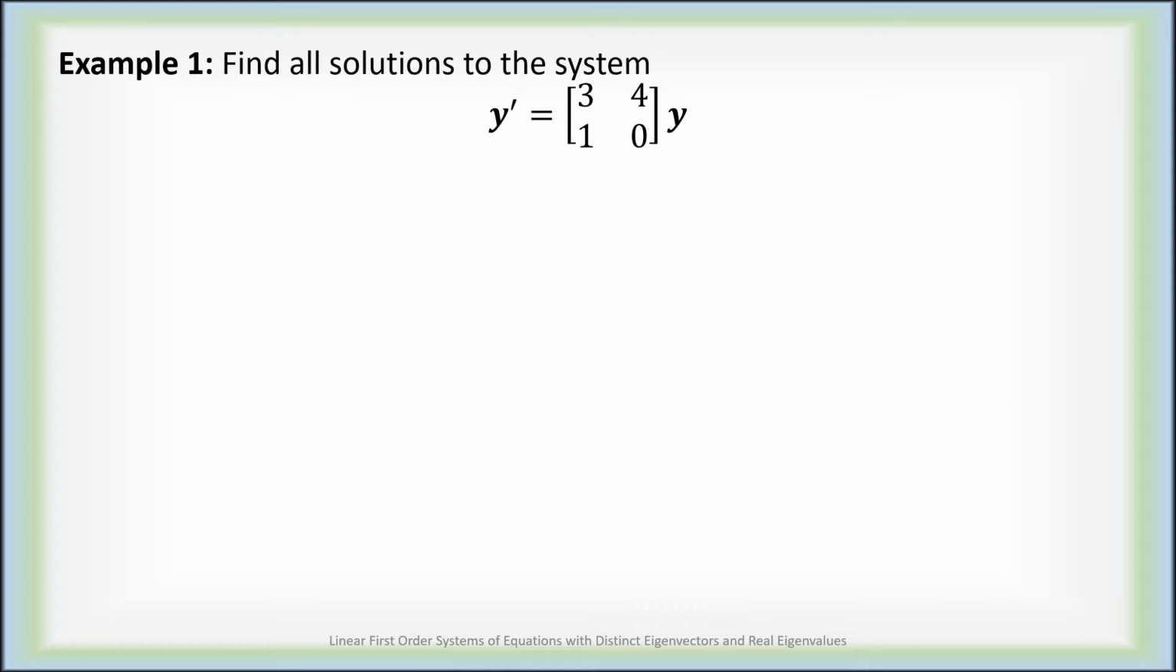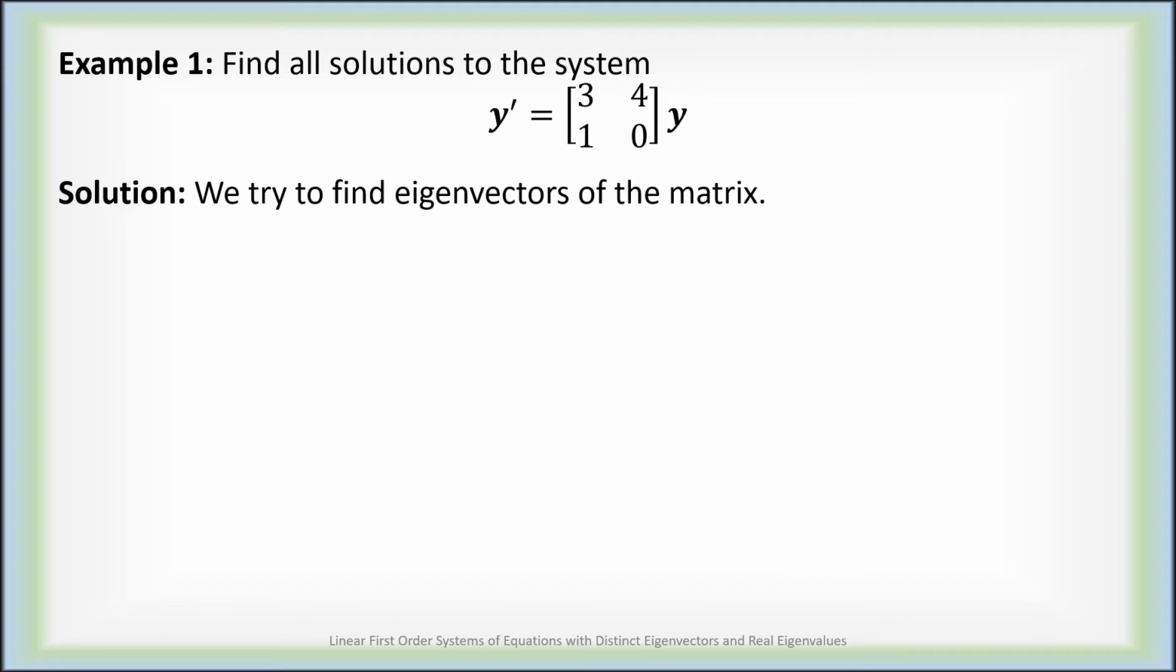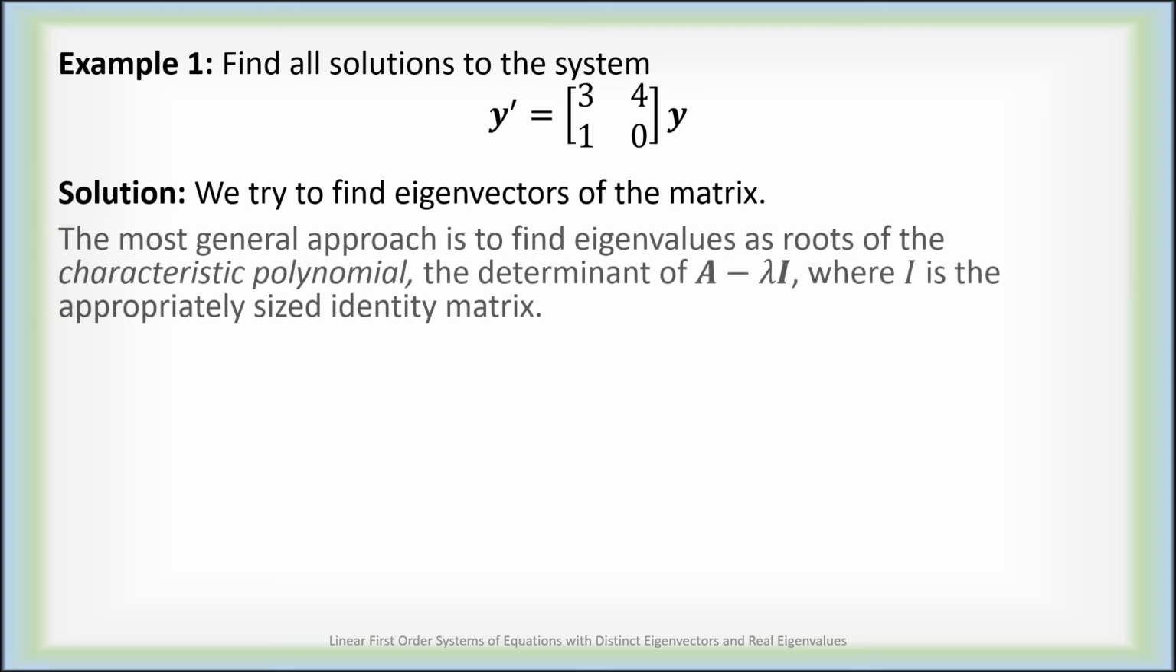For our first example, let's solve y prime is this matrix times y. So what we need to do is find eigenvectors of the matrix. So we need to find eigenvalues. So we're going to take the characteristic polynomial, the determinant of A minus lambda I, where I is the appropriately sized identity matrix. Sometimes you may also see this written as lambda I minus A.